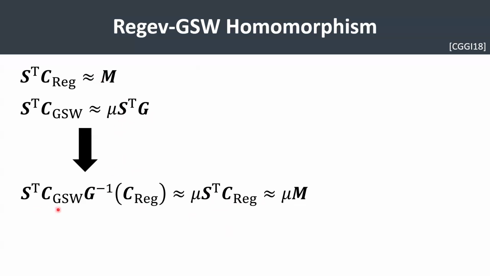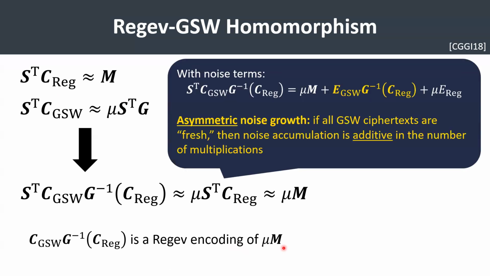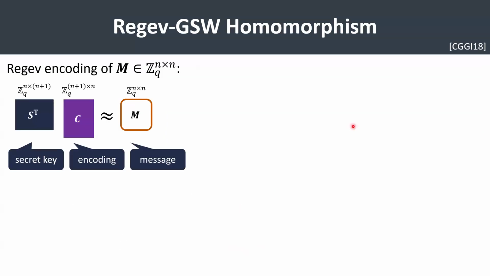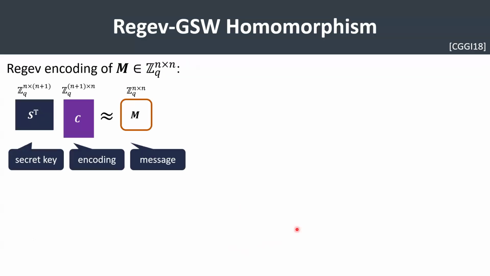So notice that by taking the GSW ciphertext and multiplying it by the regef ciphertext, I actually get an encryption of mu times M. Okay, so now I've gone from a GSW ciphertext and a regef ciphertext back to a regef ciphertext that encodes the product of the two inputs. So we have basically done a homomorphic multiplication between a regef encryption and a GSW encryption. With the noise terms, this is what the relation looks like. This is actually not so important. I just want to show that for correctness, all we need is to multiply these together, and you get homomorphic multiplication. Okay, all right, good.